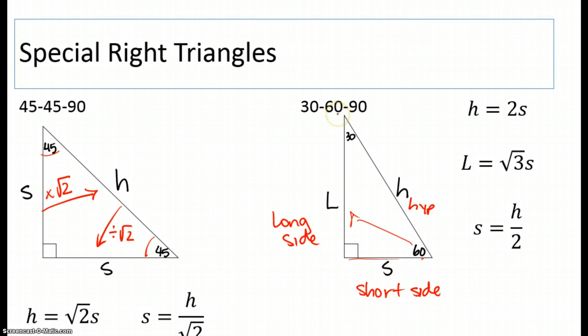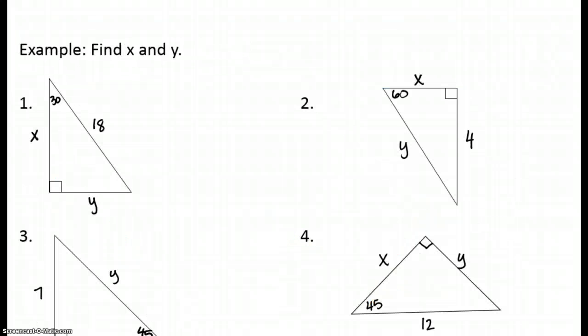And you can really start in any direction. Okay, if you start with the hypotenuse, to get the short side, we divide by 2. To go from there to the long side, we multiply by root 3. So let's do a little bit of practice and we'll see how we're doing. Okay, so in these examples we are going to find x and y.